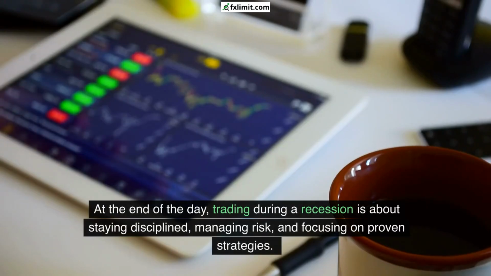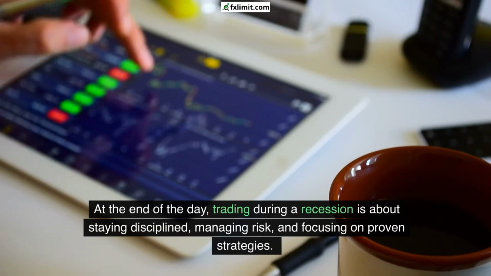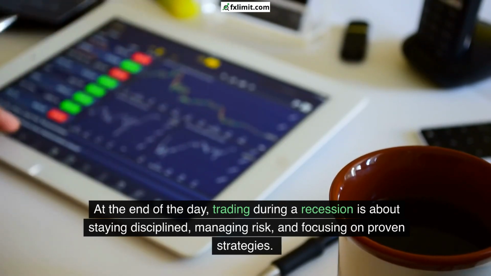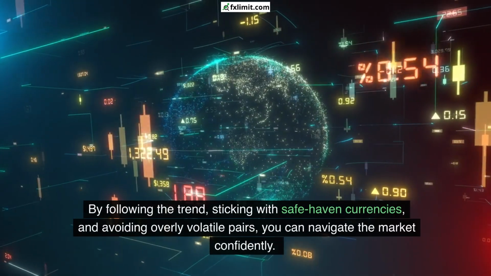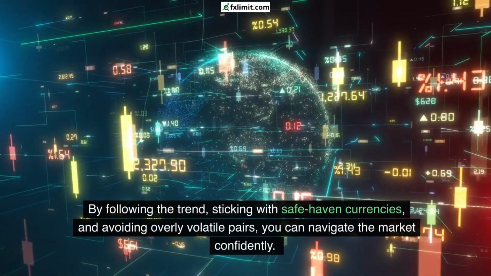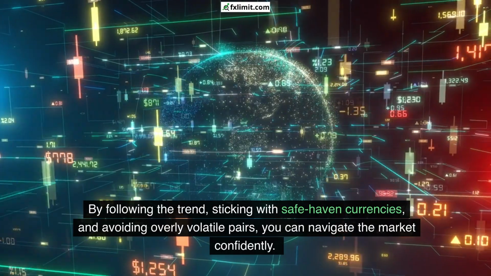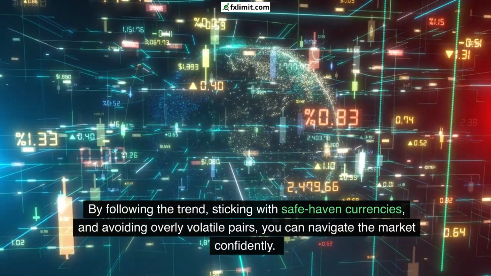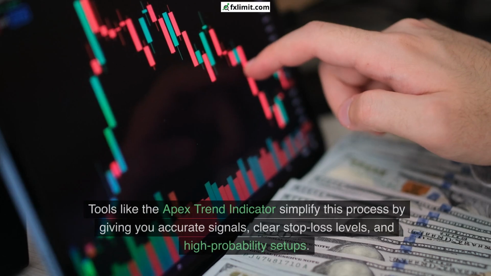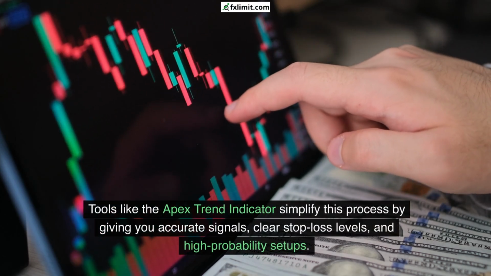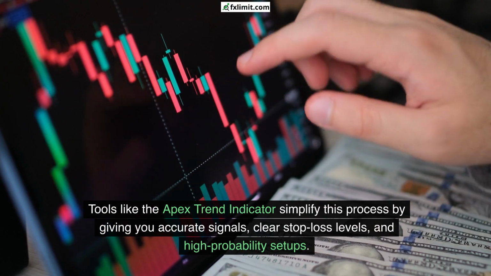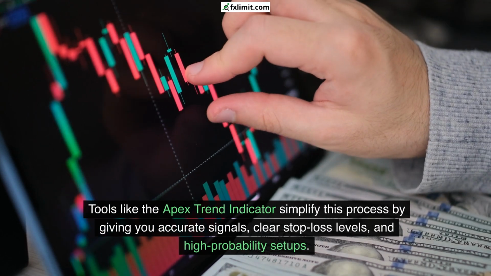At the end of the day, trading during a recession is about staying disciplined, managing risk, and focusing on proven strategies. By following the trend, sticking with safe haven currencies, and avoiding overly volatile pairs, you can navigate the market confidently. Tools like the Apex Trend Indicator simplify this process by giving you accurate signals, clear stop loss levels, and high probability setups.